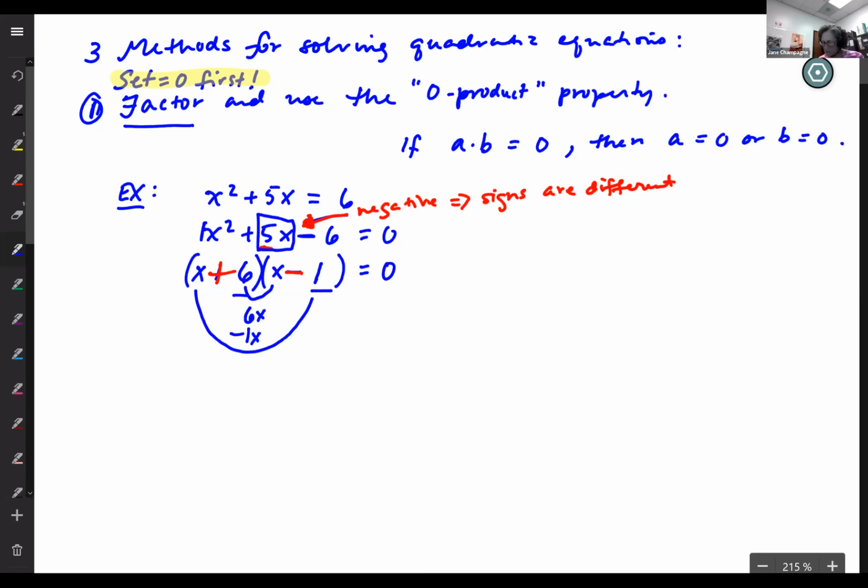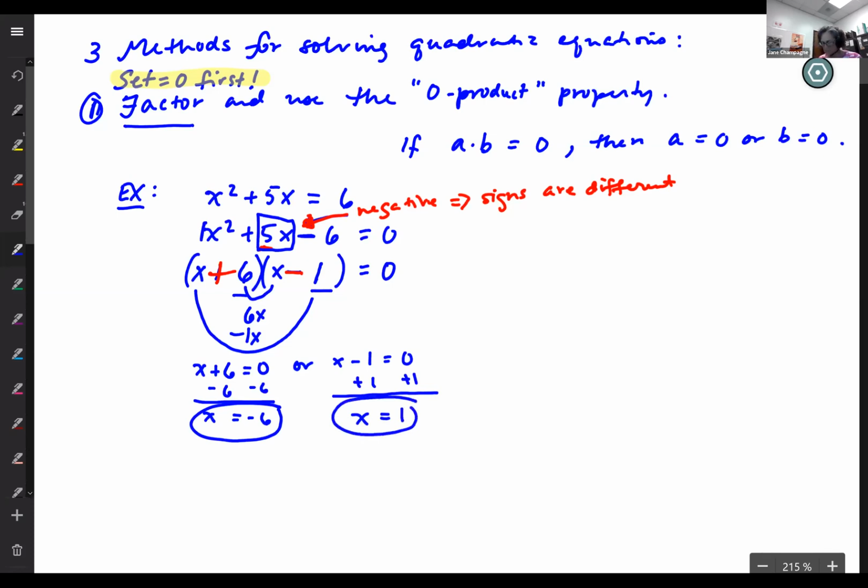Then you use the zero product property and say, well, that means that x plus 6 equals 0 or x minus 1 equals 0. That's the only way that that product could be 0. So then you subtract 6 from both sides here and get x equals -6 as one of your solutions, and add 1 to both sides here to get x equals +1 as the other solution. It's always going to be the opposites, right? If you've got a +6, it's going to be x equals -6, and a -1, it's going to be x equals +1.